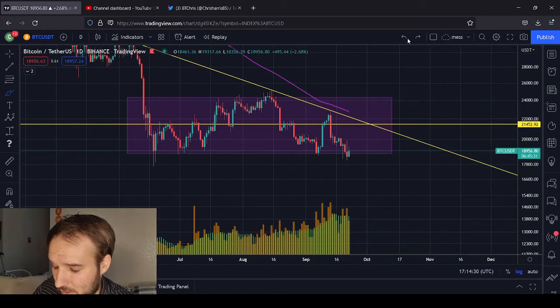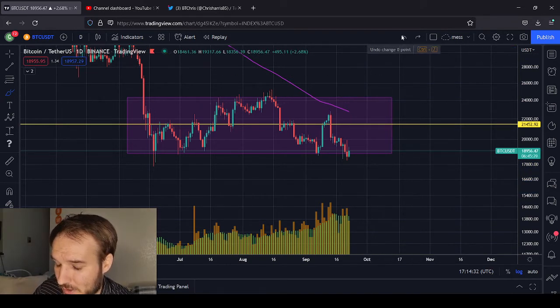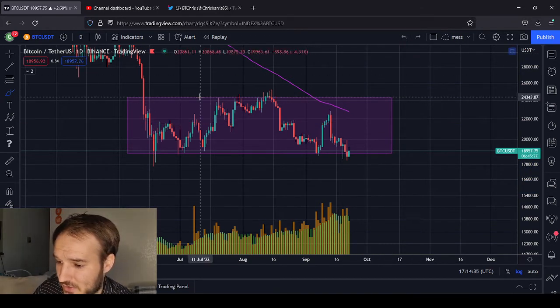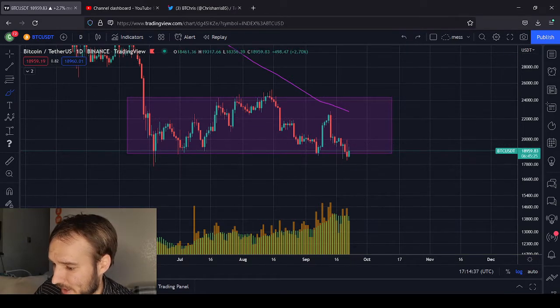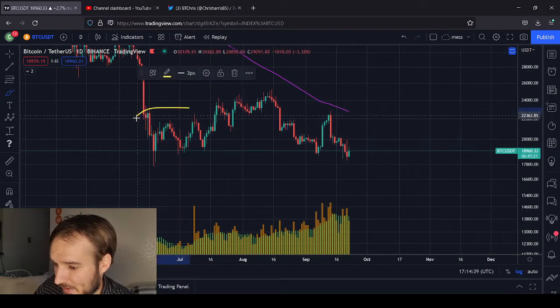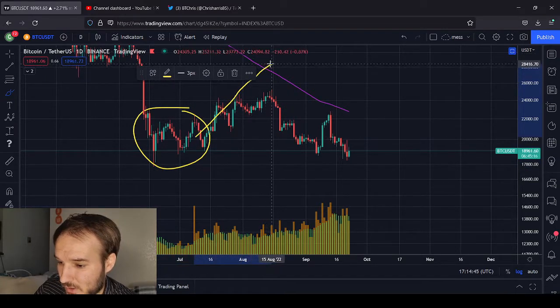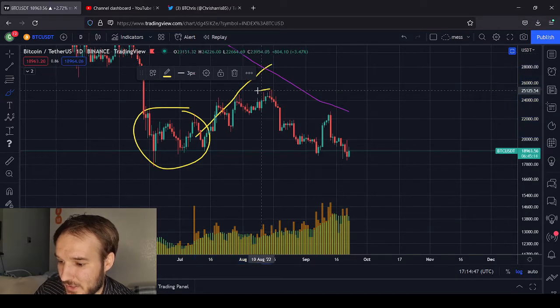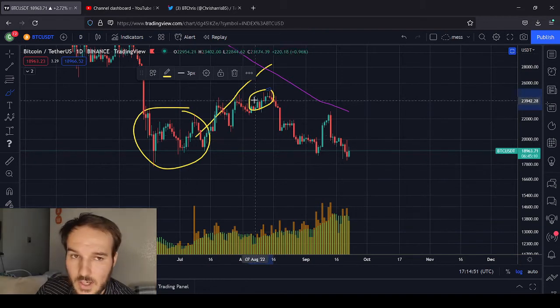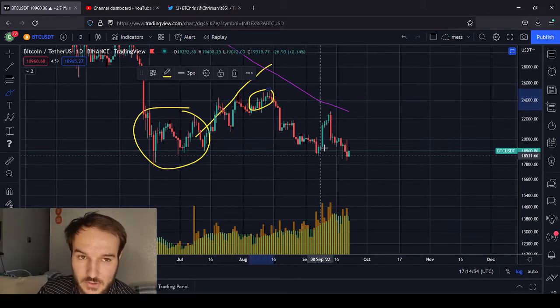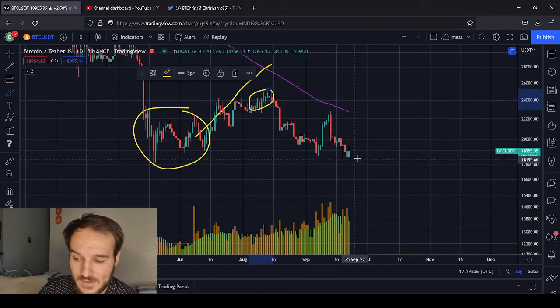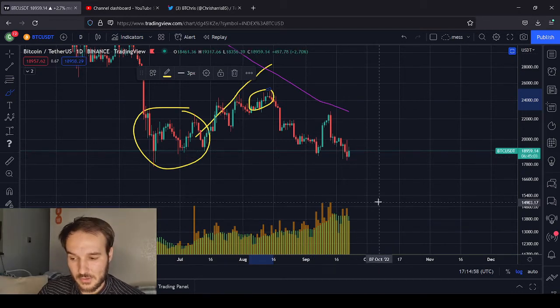What I do expect to happen is potentially something like this. I think we're going to break out of this range. If you guys remember, back in this time, people were calling for us to go up to 28K. That was the move people were calling for. I remember here, this whole time, I was saying this move was a bull trap. We're going to go lower. We did go lower. And I didn't think that we would hold the bottom here. I did think we were going to go lower than that.